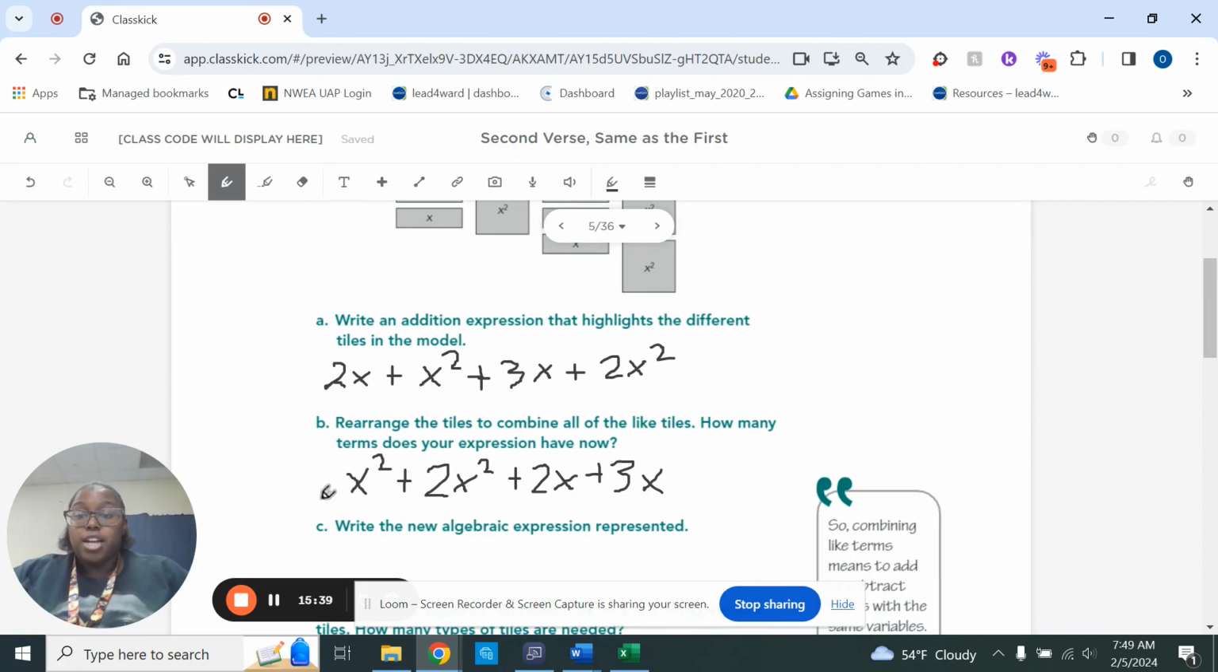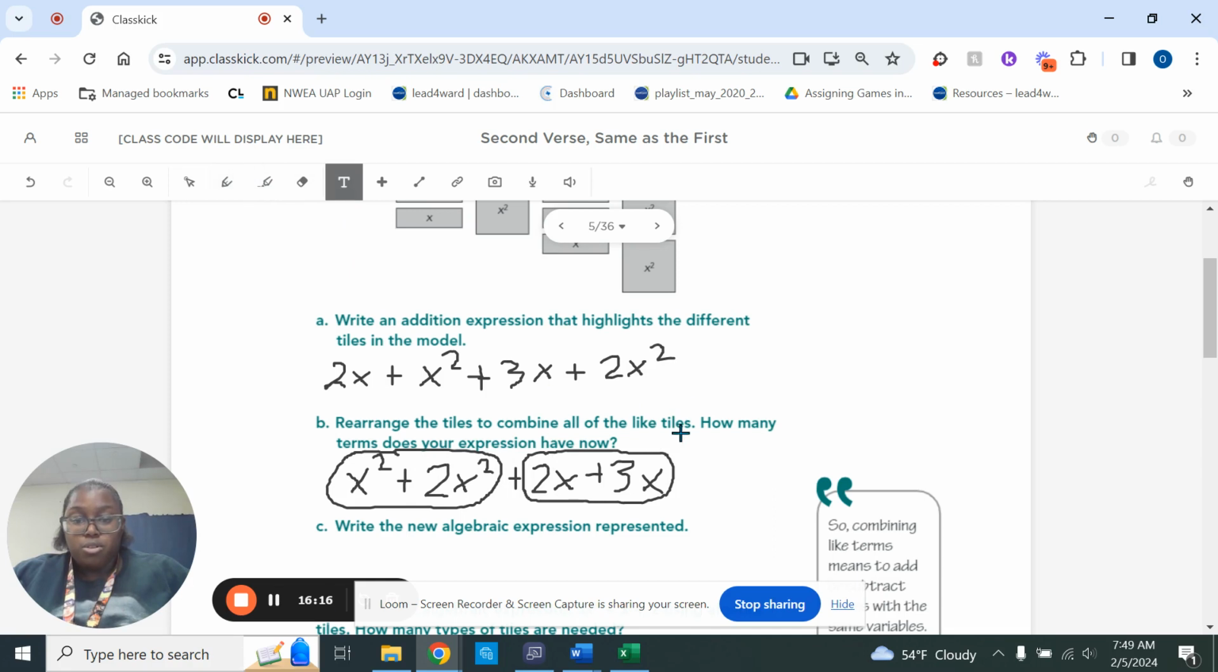Now, since this is addition, I am allowed to move these things where I need them to go. Notice that these all are x squared. Remember, like terms have the same variable and exponent value. Both of these have an x variable and a power of 2. These two are like terms because they both have a variable with no exponent, which means the exponent is 1. But how many terms do they make together? Well, since I'm going to combine these two, there are only 2 terms.